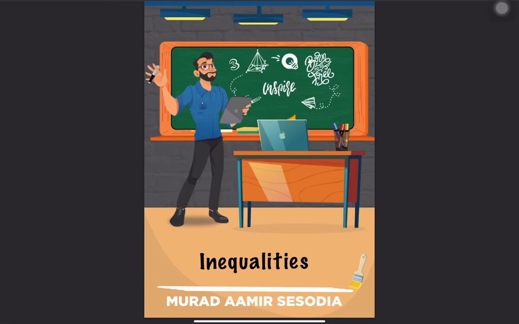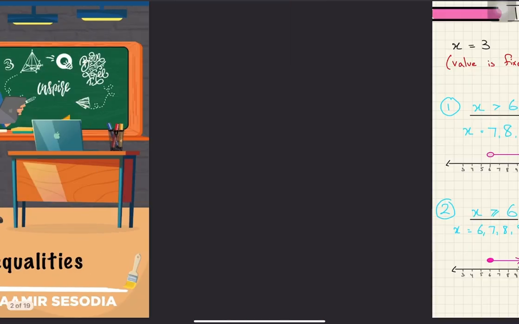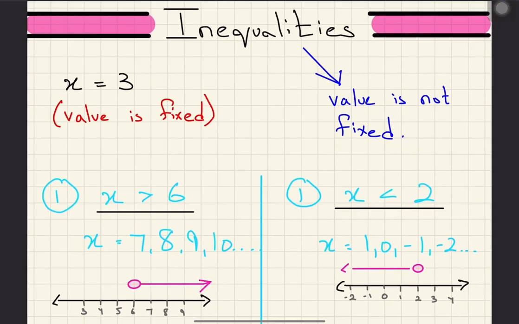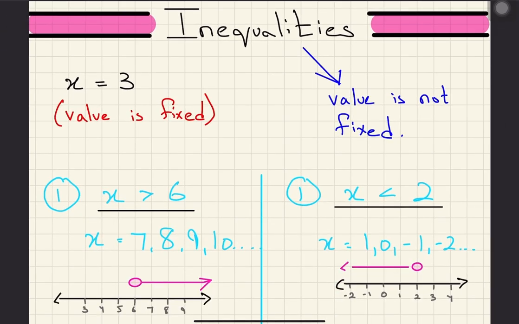So today we are discussing inequalities for 402 mathematics. Now the first important thing you need to know about inequalities, I'm going to discuss some previous things, that is x equals 3 over here. So what does x equals 3 mean? X equals 3 means the value of x is fixed. When the value of x is fixed, that means it cannot be changed.